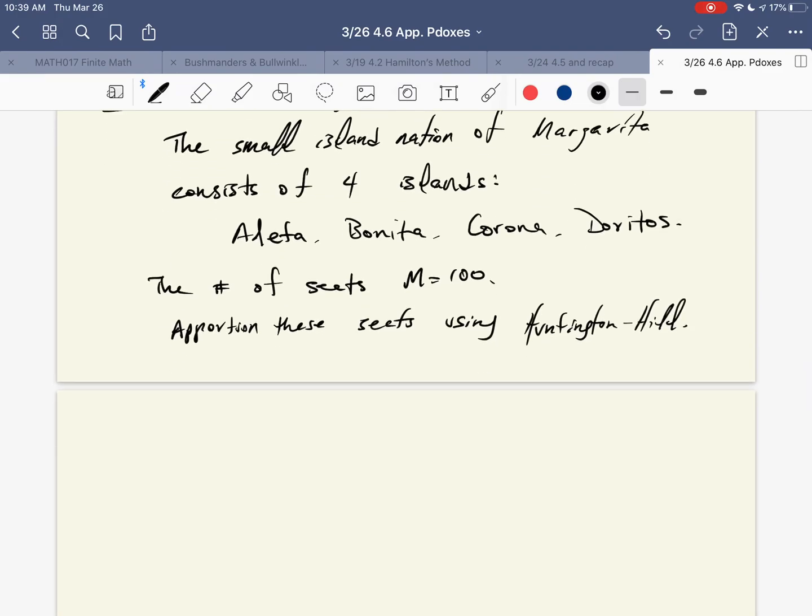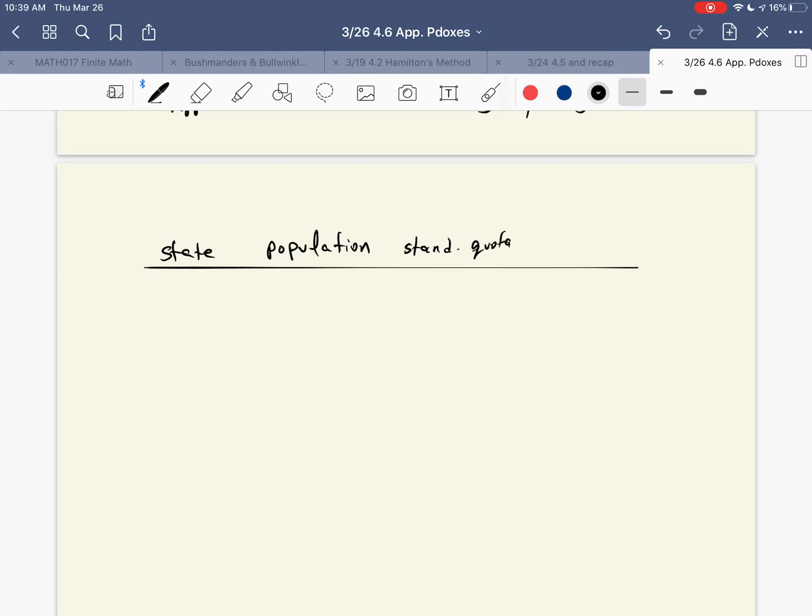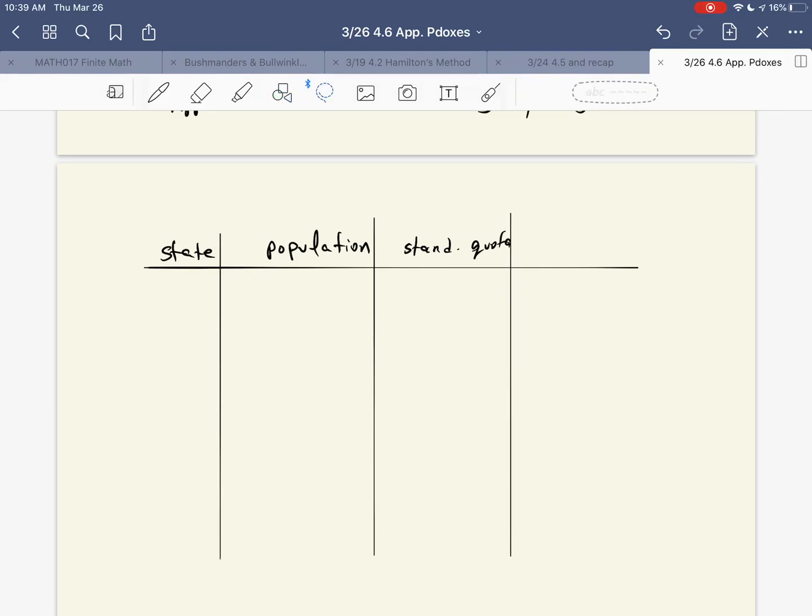I will list the number of seats as M equals 100, populations below. So here, let me make a little table. What I'm going to do here will be state, population, and what were some other things? Standard quota. Well, we'll figure out the other things we need as we get to it.